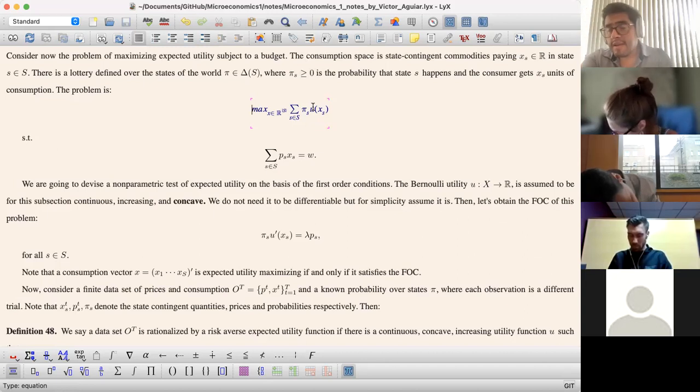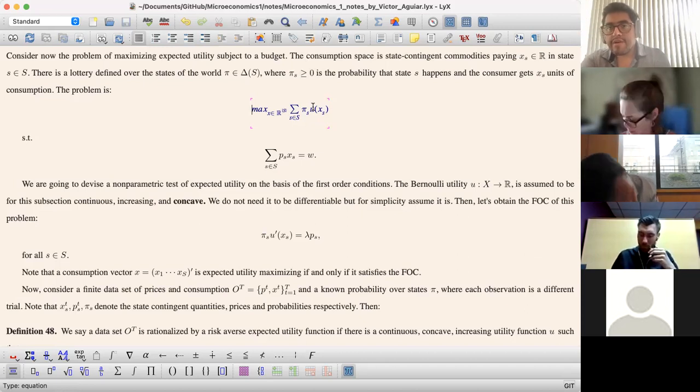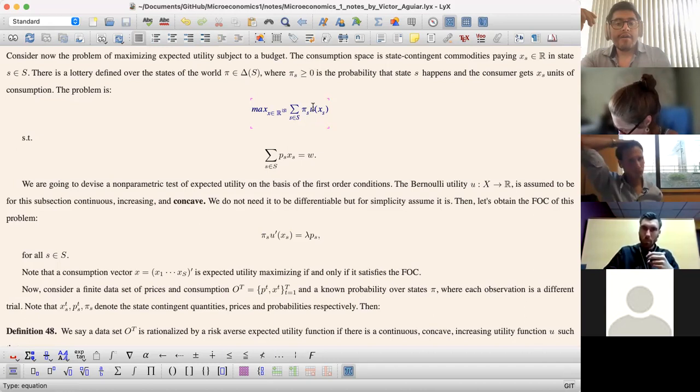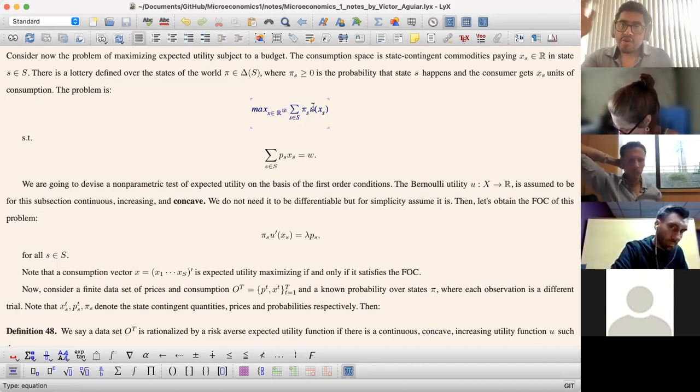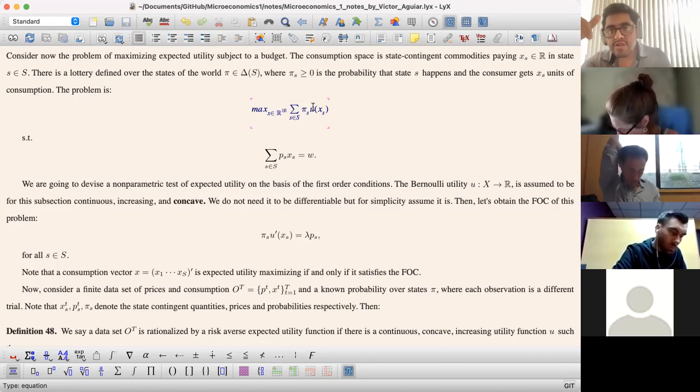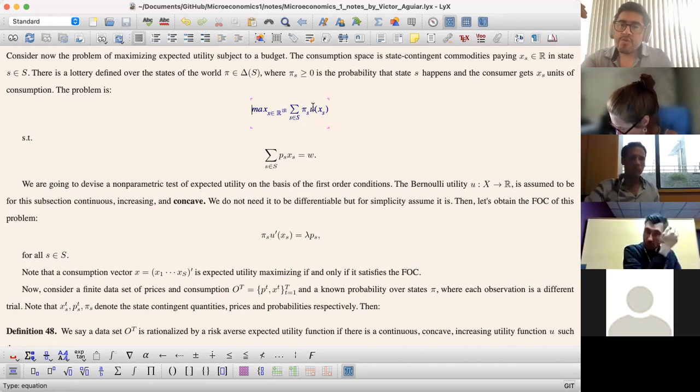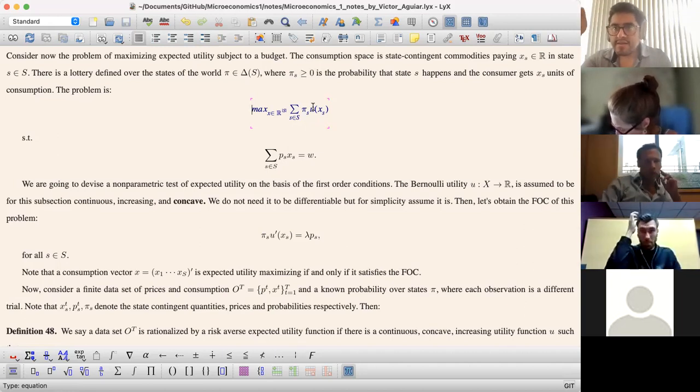And this is equal to lambda, the Lagrangian as before, times P sub S, where P sub S is of course the price of the state contingent commodity S. This first order condition must hold for every state of the world. Everyone with me? This is just the product of doing Karush-Kuhn-Tucker here. Now, importantly, as I said, the Bernoulli utility is concave, so these conditions are necessary and sufficient, and we're ruling out corner solutions.